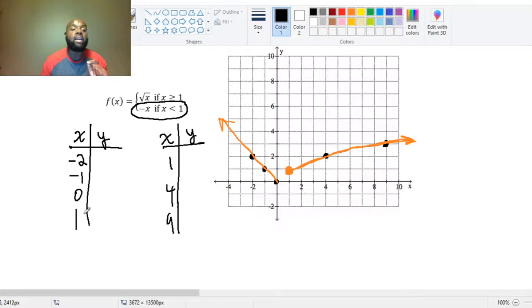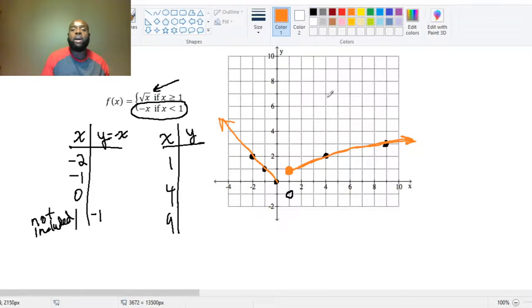Now, this point is not included because I know that at x equals 1, my functional value is the square root of 1, which is 1. But so that I know what happens between 0 and 1, I need to plug it into this function here, y equals negative x. So plug in 1, I get negative 1. But what I'm going to do is put an open circle to let everyone who's reading my graph know that this point is not included. The functional value at x equals 1 is actually coming from this function here.